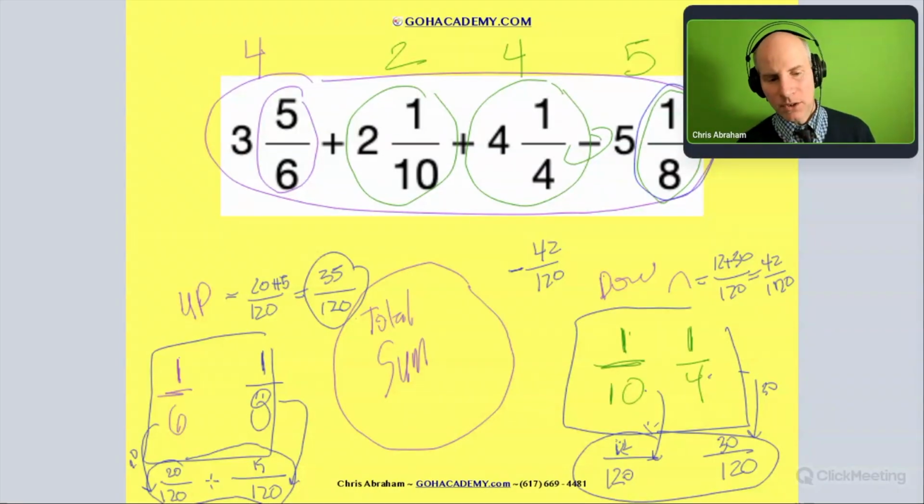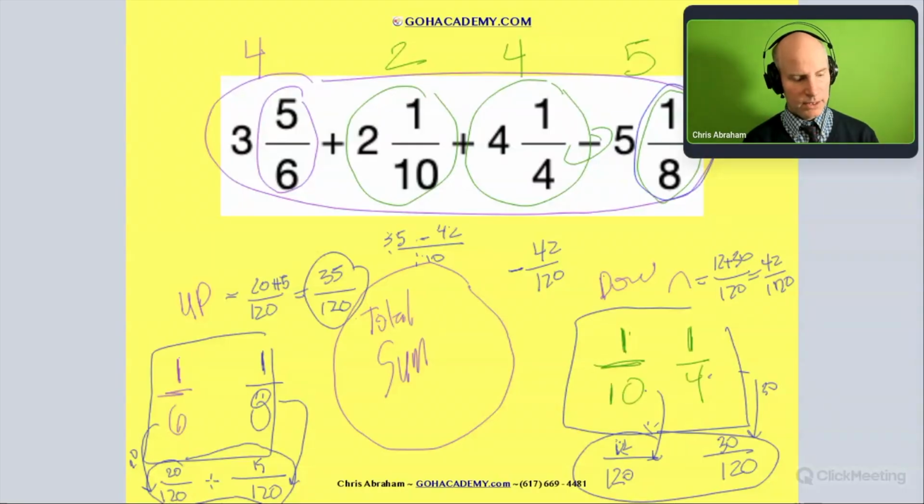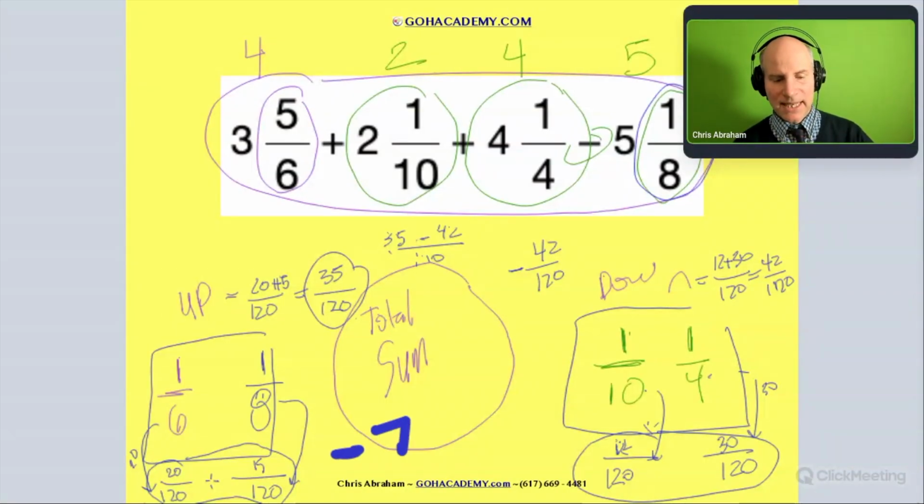Okay, so if we were to do this, add these up, it would be 35 minus 42 over 120, and we would get our estimate. Let me enlarge this for dramatic effect because it's gotten a little messy, right? If we subtract 35 from 42, we'd find out that our estimate is negative 7 over 120. We are under by 7/120ths, right? Isn't that a mean problem?